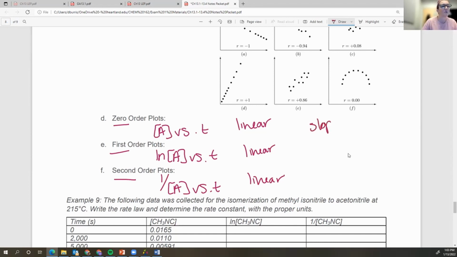And then the slope is going to be your K value. In this case, this slope is -K, this is -K, and this one the slope is K. You don't have to know negative or positive, just K is never negative, okay? So you're going to pick which one is most linear, and that's going to tell you if it's 0, first or second order. Okay, simple as that.